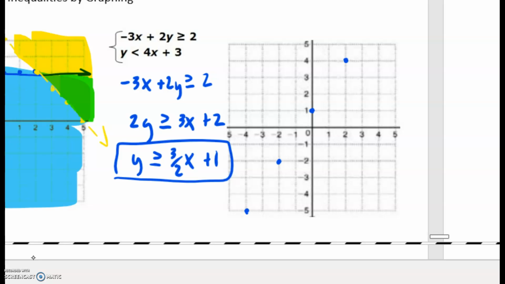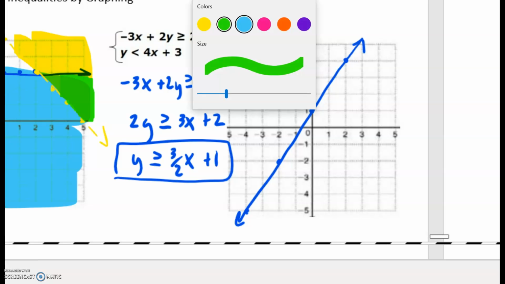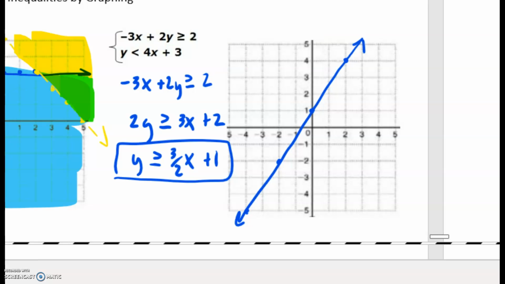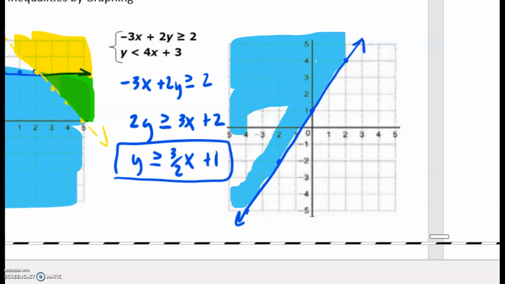There's my line. Solid or dotted? This one should be solid. Above or below? This one should be above since it's a greater than. So I'm going to shade above this line, just like that. Okay, next line.